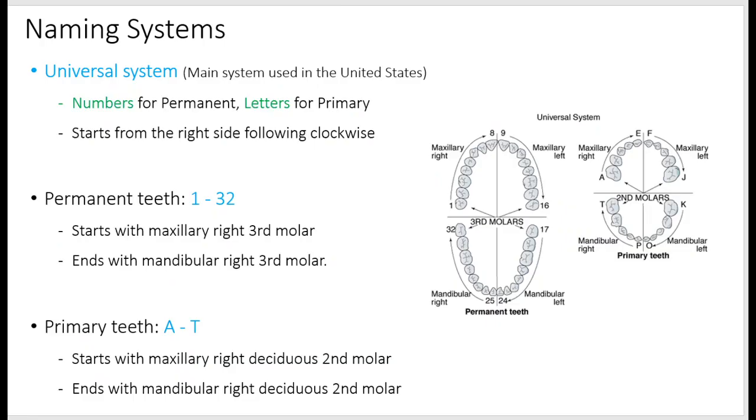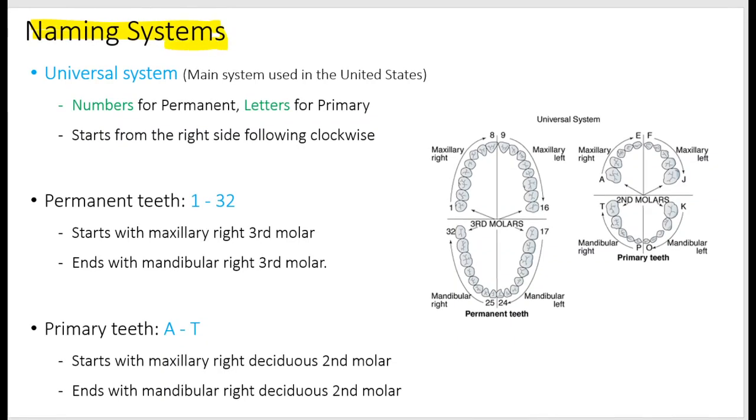Okay, now entering the numbering system. The numbering systems are very important for us to understand and know, because this is how we're going to describe teeth from now on. When we talk about the central incisor, for example, maxillary right central incisor, instead of saying all of that, we say number 8, tooth number 8.